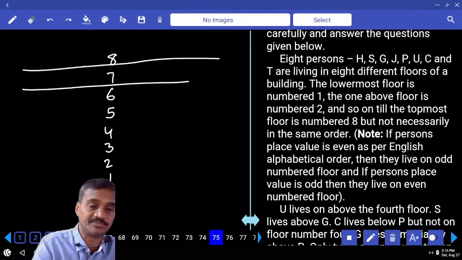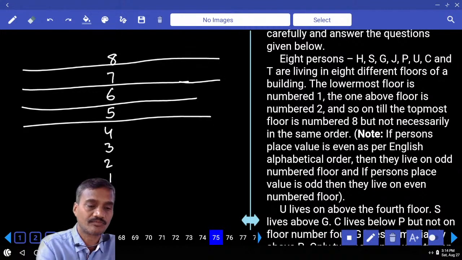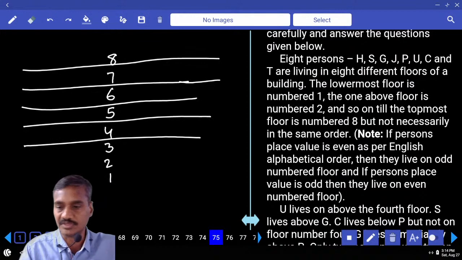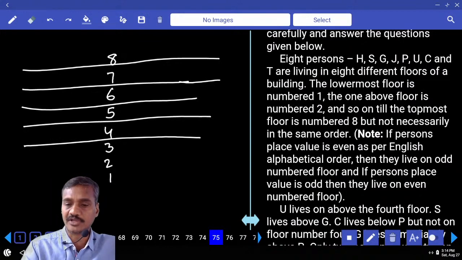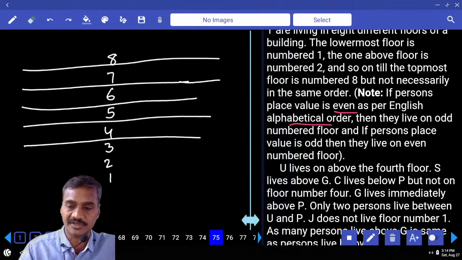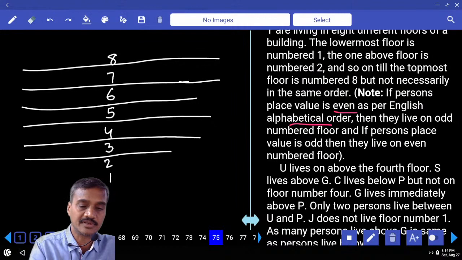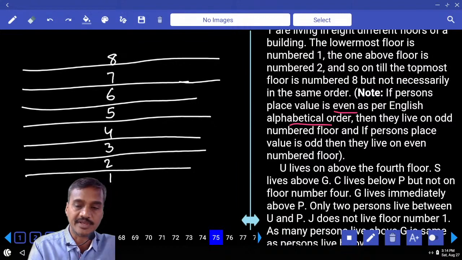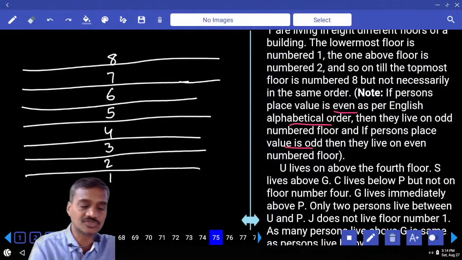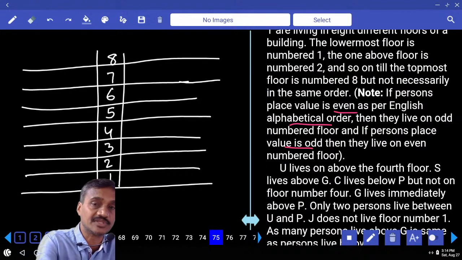And the persons are H, S, J, P, U, G, and C. No information, but not necessarily the topmost floor. If the person's value is even as per the English alphabetical order, then they live on an odd numbered floor, and vice versa. And if the person's value is odd, then they are living on an even numbered floor. That is the information in the condition.